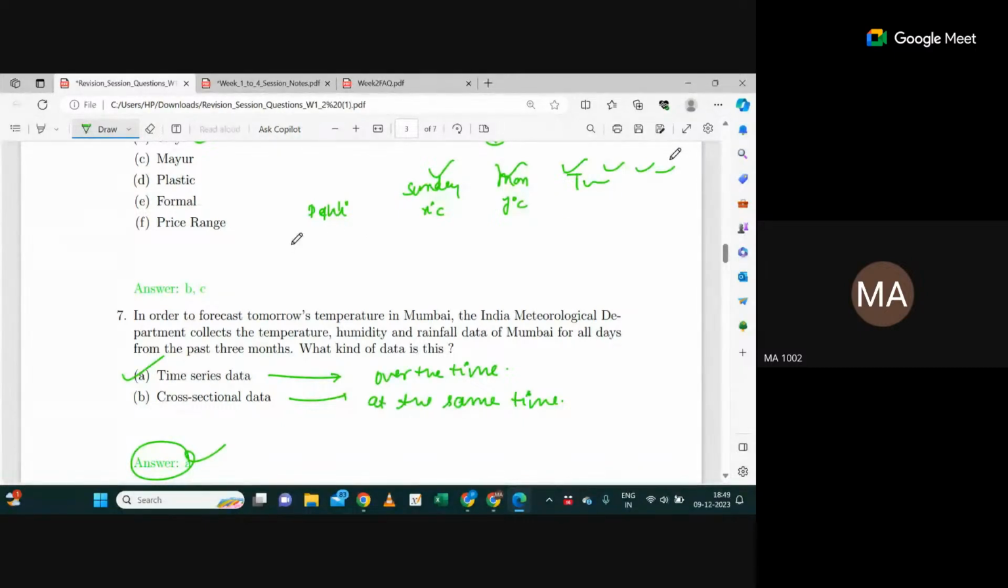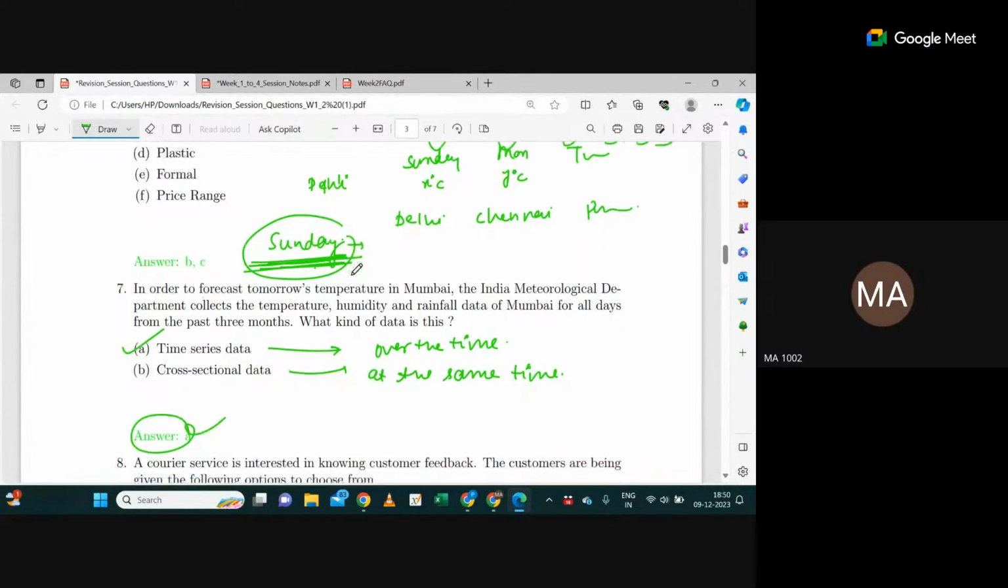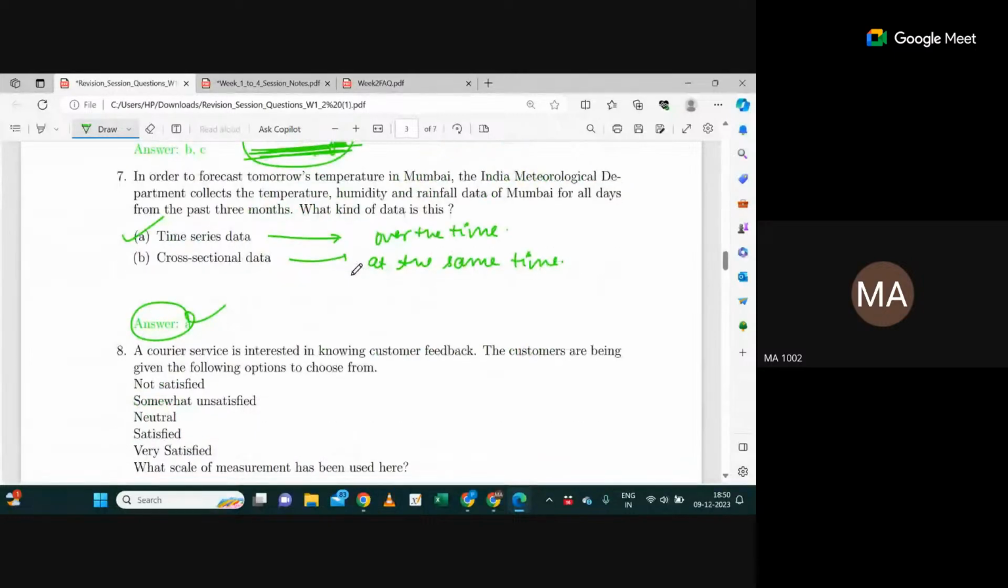What about cross-sectional data? Suppose on Sunday, I'm going to consider the same time. Let's say on Sunday, what is the temperature in Delhi, in Chennai, in Punjab, or something like that. So if you see, time is the same. So this kind of data I can consider as a cross-sectional data set. Is this clear?